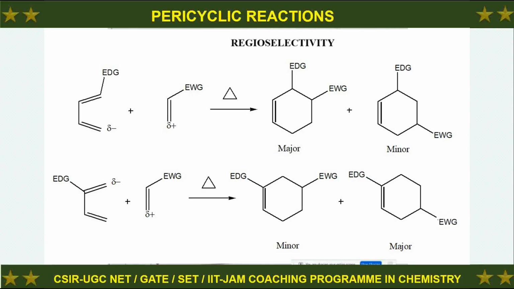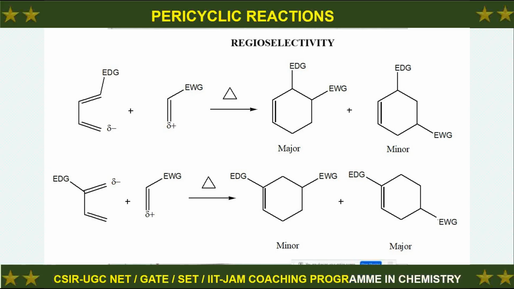The electron donating one should be slightly negative. The electron withdrawing dienophile should be slightly positive. Now these two can interact better than the other side, and the major product is the ortho one. Actually, we shouldn't use this word ortho, but for our understanding, I'm keeping ortho or meta. Okay, the major product is the ortho product.